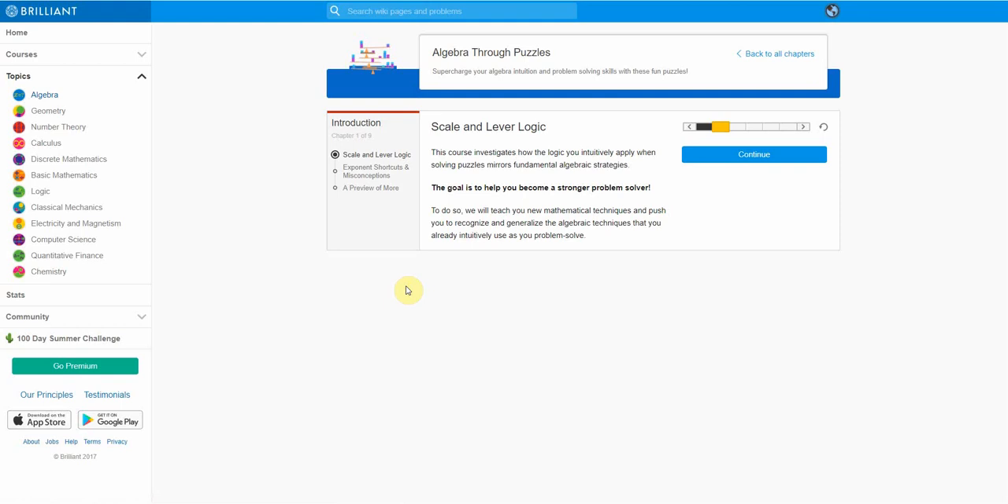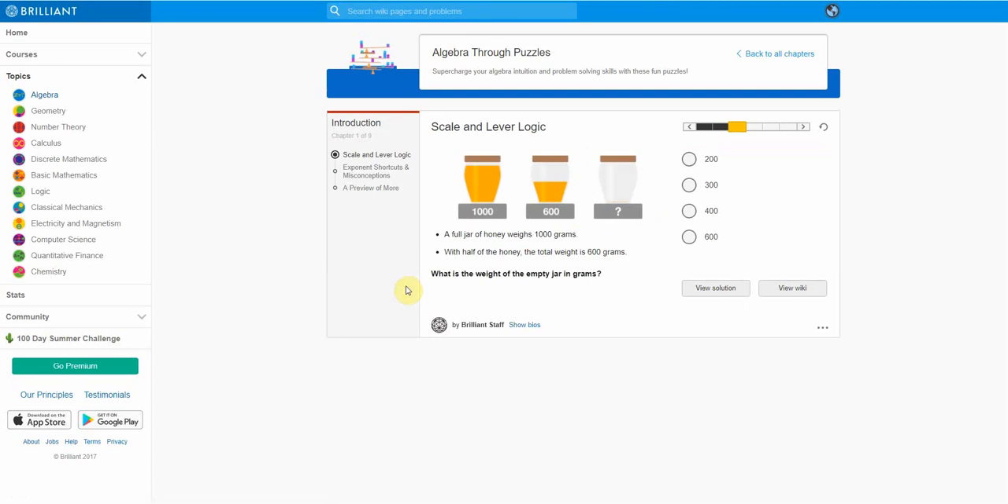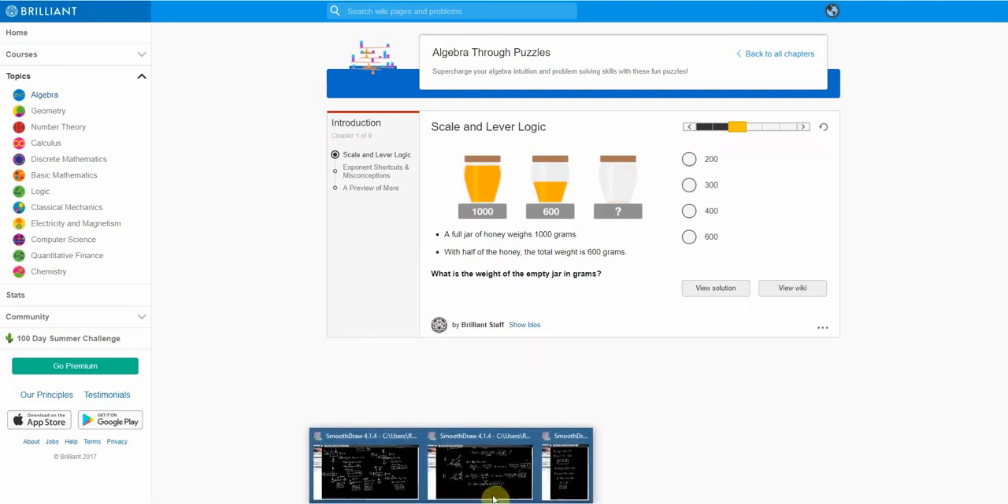Scale and lever logic. This course investigates how logic intuitively applies to solving problems. So this actually doesn't appear to be a question. It's, I don't know, somewhat of an introduction, I suppose. Okay, but here's our second problem.